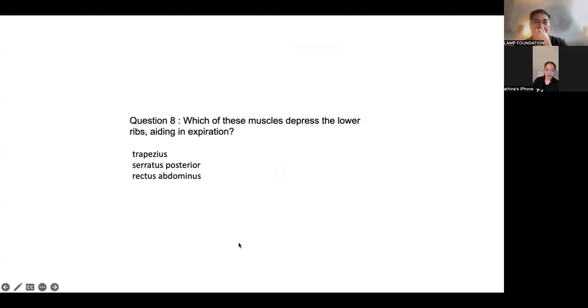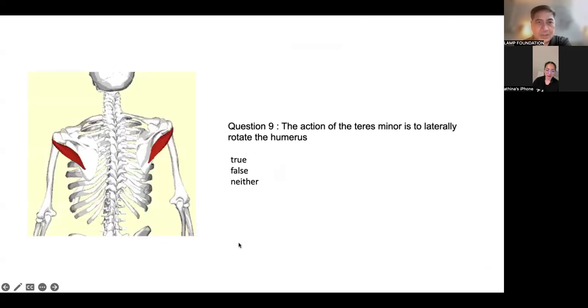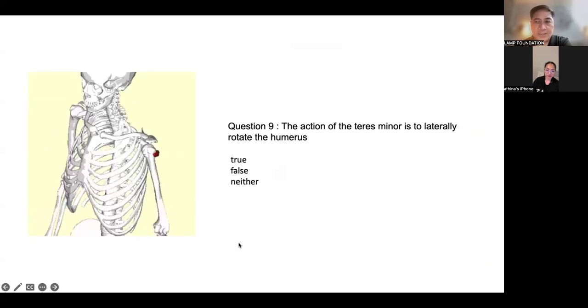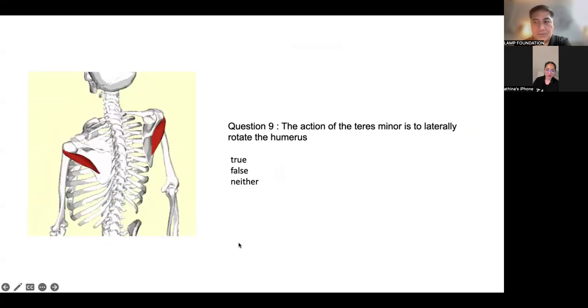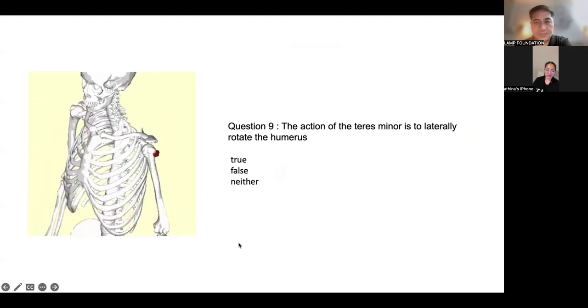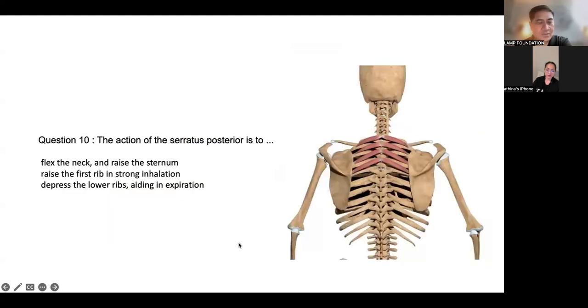Which of these muscles depress the lower ribs, aiding in expiration? The serratus posterior. The action of the teres minor is to laterally rotate the humerus. True or false? That is true. The action of the serratus posterior is to depress the lower ribs, aiding in expiration.